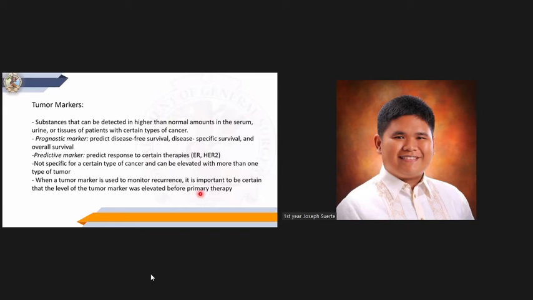So when a tumor marker is used to monitor recurrence, it is important to be certain that the level of the tumor marker was elevated before our primary therapy.